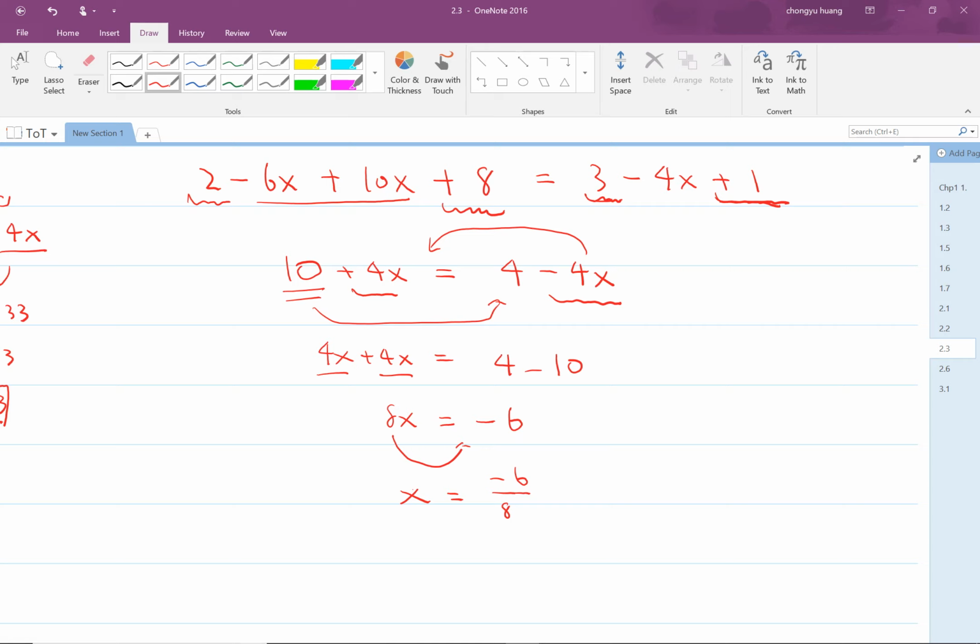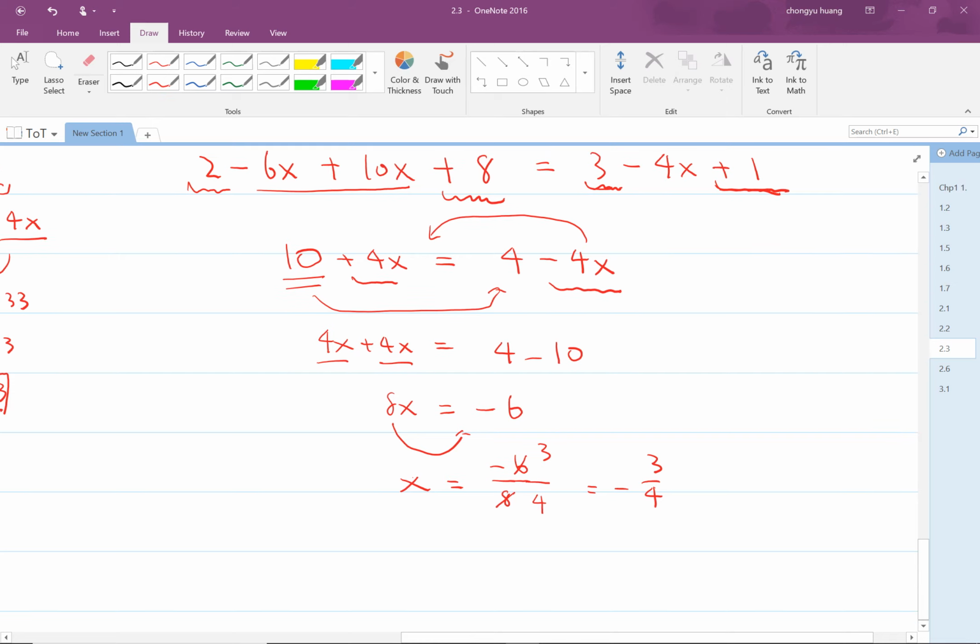Now we have to simplify a little bit more, because negative 6 over 8 is not the simplest. So we can actually cancel 2 over here. We cancel 2, so 6 becomes 3, and then we cancel another 2, it becomes 4, right? So let me show you the steps. The final solution over here is negative 3 over 4, but let me show you the steps in a little bit more detail.